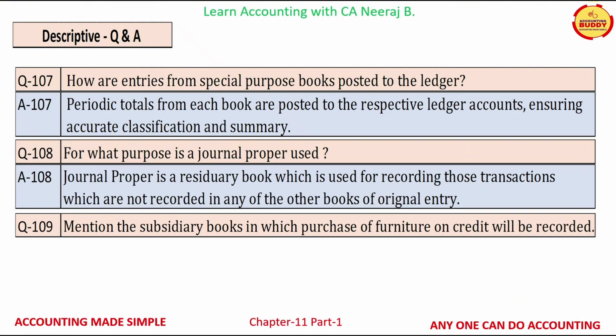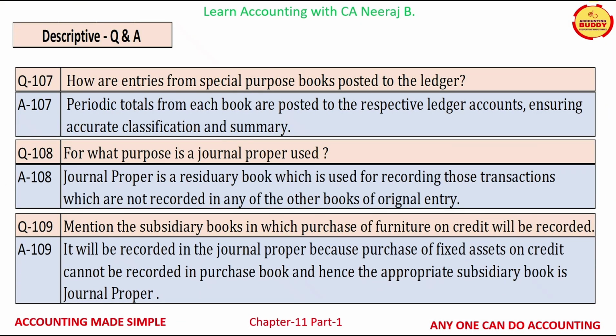Question number 109, mention the subsidiary book in which the purchase of furniture on credit will be recorded. And the answer is, it will be recorded in the journal proper because a fixed asset purchase on credit cannot be recorded in the purchase book, and hence the appropriate subsidiary book is journal proper.